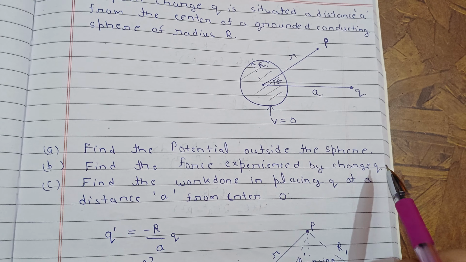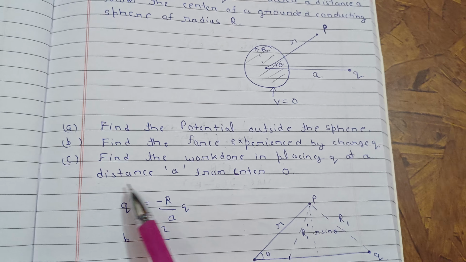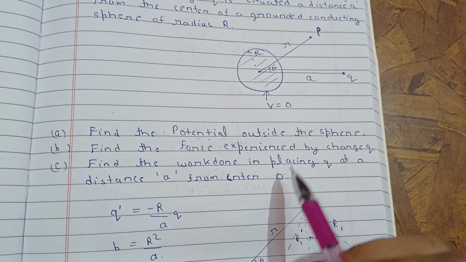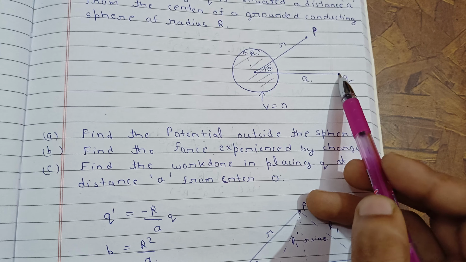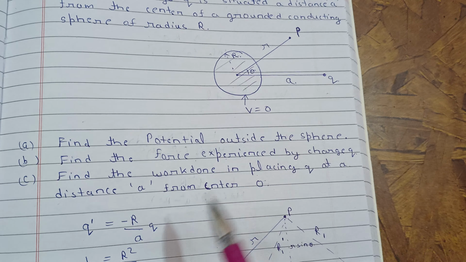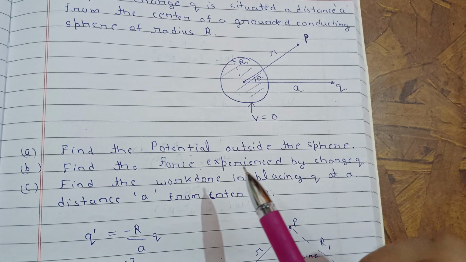Find the force experienced by the charge q. What is the force experienced by this charge q due to this conducting sphere? Find the work done in placing q at a distance a from the center, that is, what will be the work required to place this charge here at the distance a. So first, to find the potential outside the sphere, we need to make an image problem, meaning an equivalent of this.